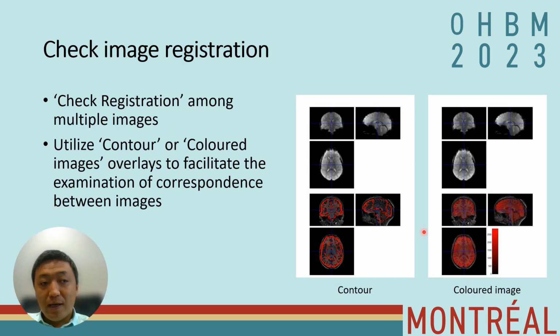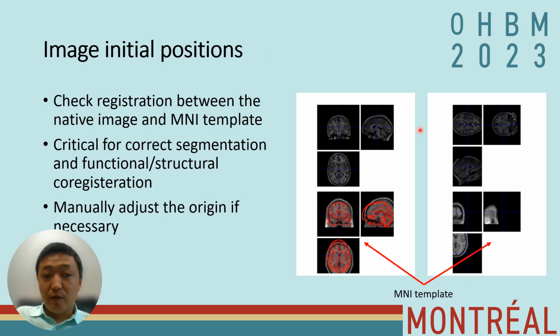In SPM, we can use check registration functions to display multiple images. We can also use overlay contour or overlay colored images to overlay one image over another image so that we can check whether those two images are aligned correctly. To check the initial positions of a subject's data, we can use the SPM check registration functions to show the image from one individual subject with the template in MNI space. Here is a good example where the subject's individual image is roughly aligned with the template.